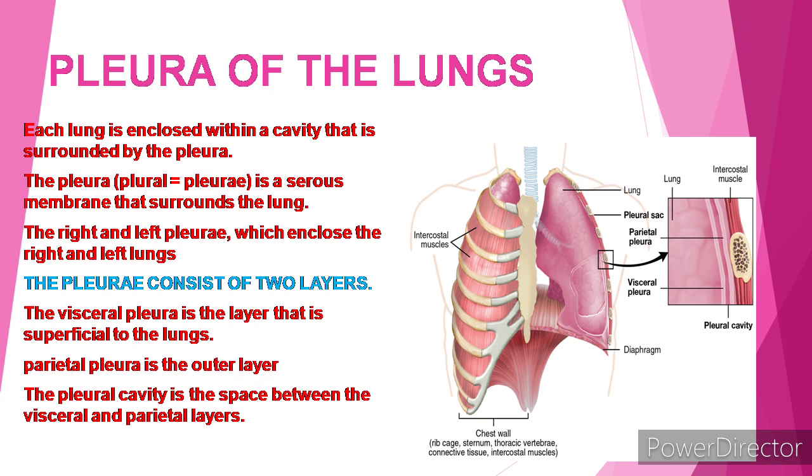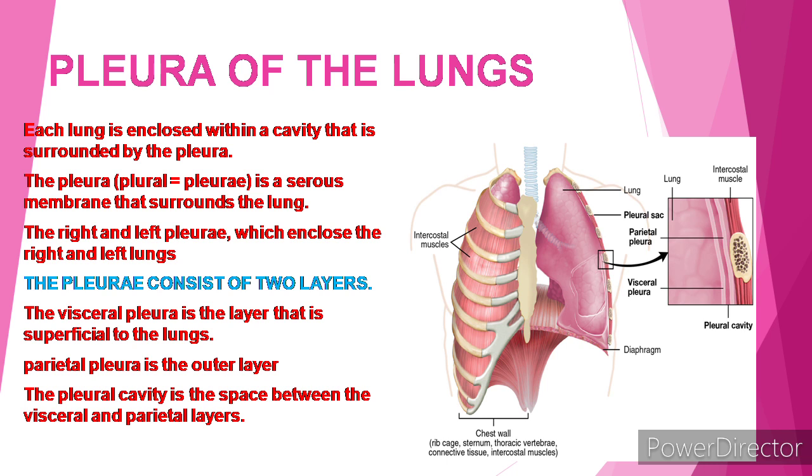Each lung is enclosed within a cavity that is surrounded by the pleura. The pleura is a serous membrane that surrounds the lungs, and the right and left pleura, which enclose the right and left lung respectively, are separated by the mediastinum. The pleura consists of two layers.